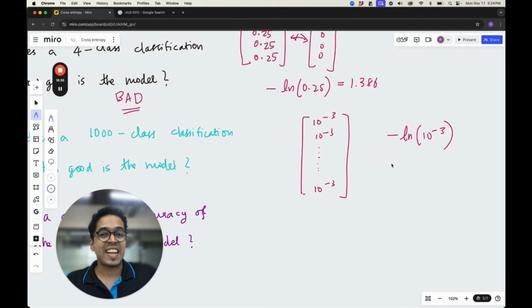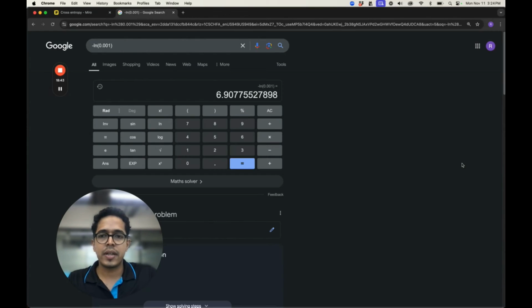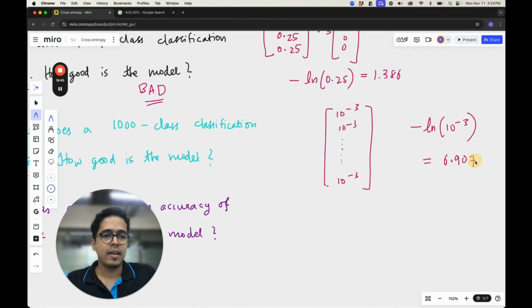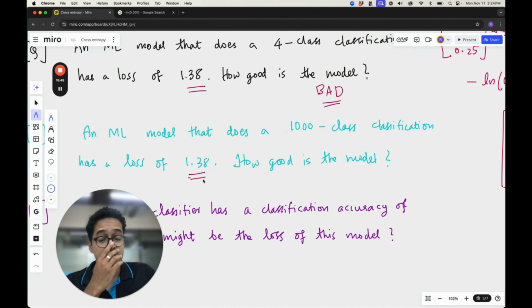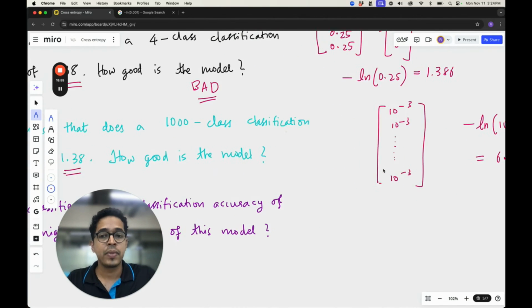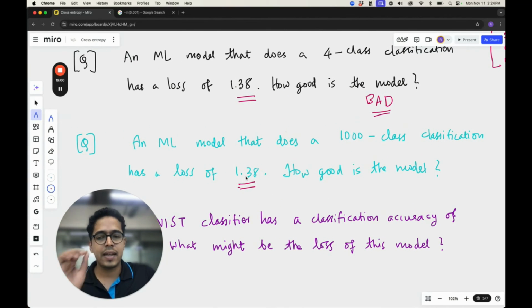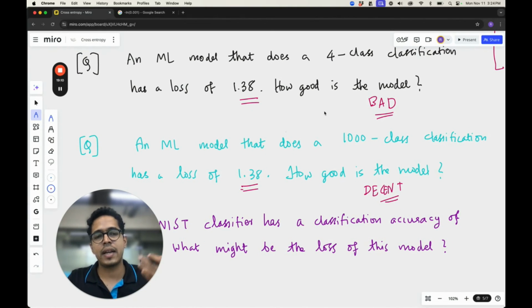So if the model was randomly picking, the cross entropy loss would have been 6.907. But in this case, the loss is 1.38, which is much lesser, and that too on a logarithmic scale, not on a linear scale. On a logarithmic scale, it is much less than 6.907, which means in fact this is a quite good model. So the loss for this model and this model are exactly the same, but this is a good or even decent model. This is how you can tell how good or how bad a model is by knowing how many classes it is classifying things into and what the loss is.